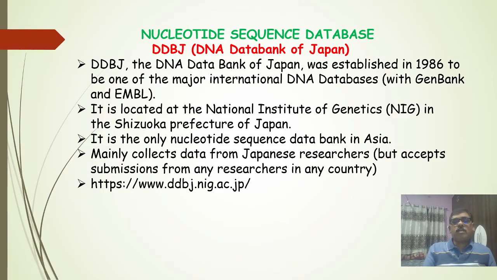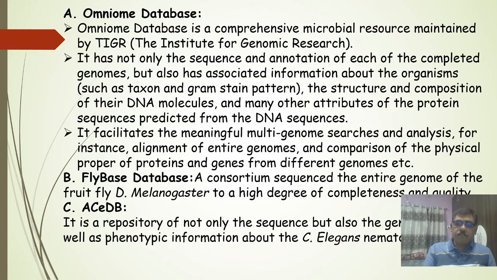Then the third primary nucleotide sequence database is the DNA Data Bank of Japan, called DDBJ. The DDBJ was established in 1986 to be one of the major international DNA databases with GenBank and the EMBL. It is located at the National Institute of Genetics, that is NIG, in the Shizuoka prefecture of Japan. It is the only nucleotide sequence data bank in Asia.